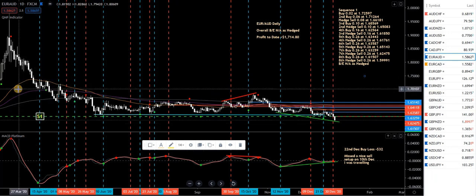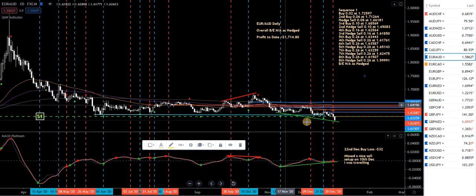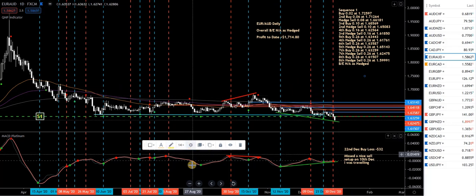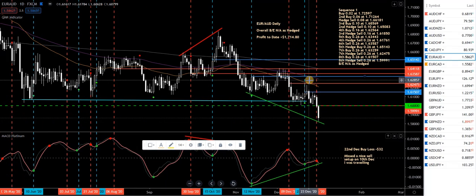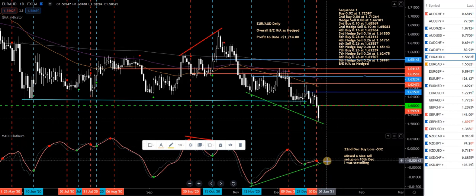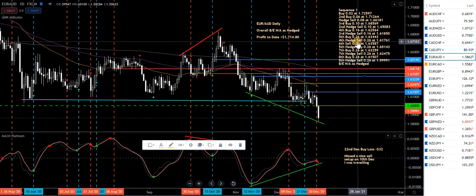There's a few horizontal lines not on this chart because I just didn't want to clutter up the chart over here. I should add them in. Yeah, so I'm hedged at the moment, looking for a potential buy to clear the hedge and go to the upside.